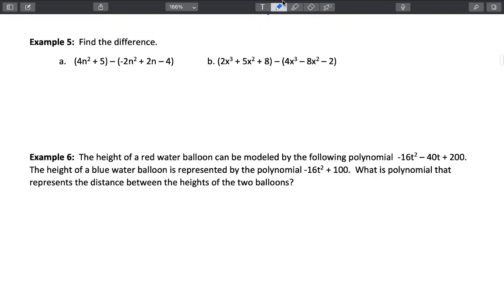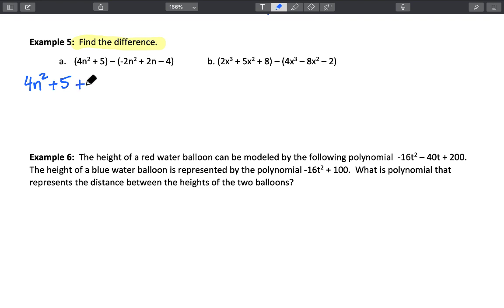All right, our next example is where it gets a little bit tricky. When we're going to find the difference, we're going to subtract polynomials. What we need to do is make sure this subtraction sign gets distributed to each of the terms in the second polynomial, which means each one of their signs will change. So what we're going to do is change this to addition of the opposite polynomial. Watch how this goes. We have 4n squared plus 5. Nothing changes with the first polynomial.